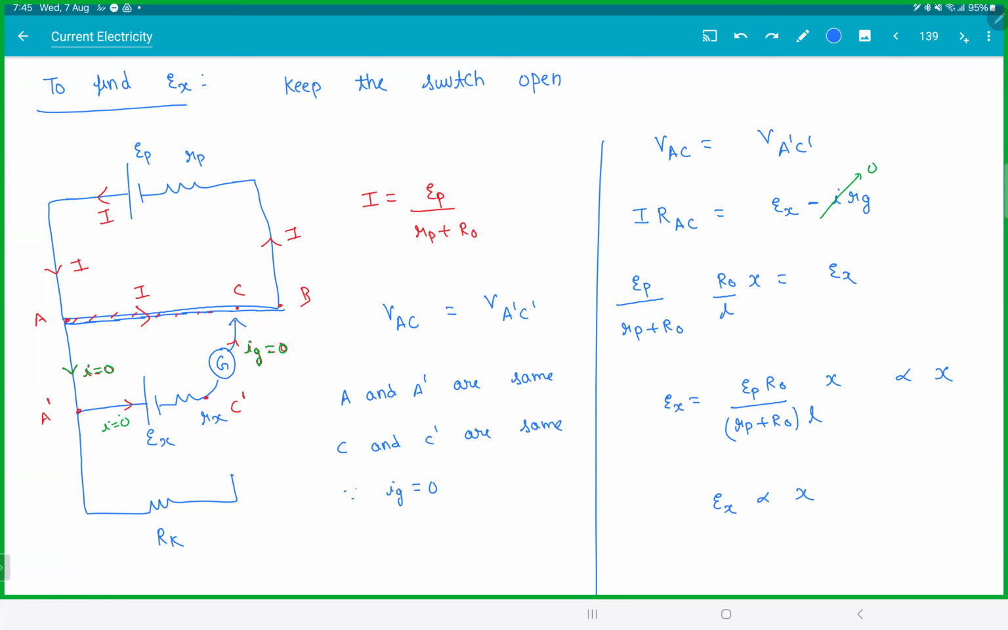Idea was clear. If you ask me in the potentiometer, what is the concept? This is the concept: AC is equal to A dash C dash. That's it. That is the only concept. You'll get everything. You should know how to read the circuit and you should know that the potential difference will be the same.